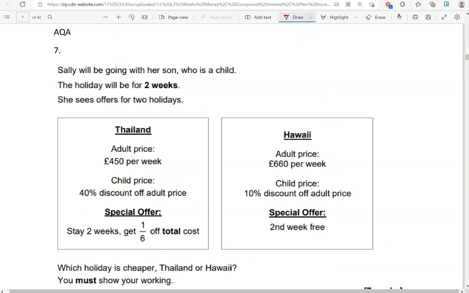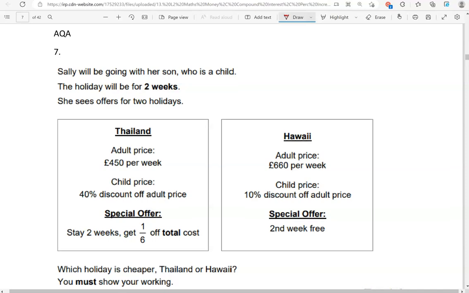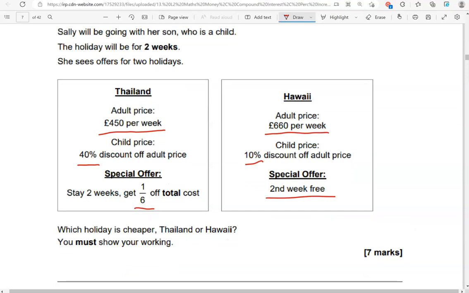Sally will be going with her son, who's a child. The holiday will be for 2 weeks, so going somewhere on holiday. She sees offers for 2 holidays. Thailand, adult price £450 per week, child price 40% discount off adult price. Special offer, stay 2 weeks, get 1/6 off total cost. Hawaii, adult price £660 per week, child price 10% discount off adult price. Special offer, second week free. Which holiday is cheaper, Thailand or Hawaii? You must show your working.